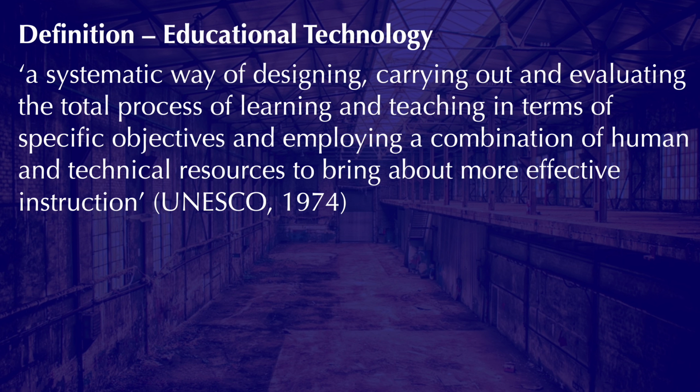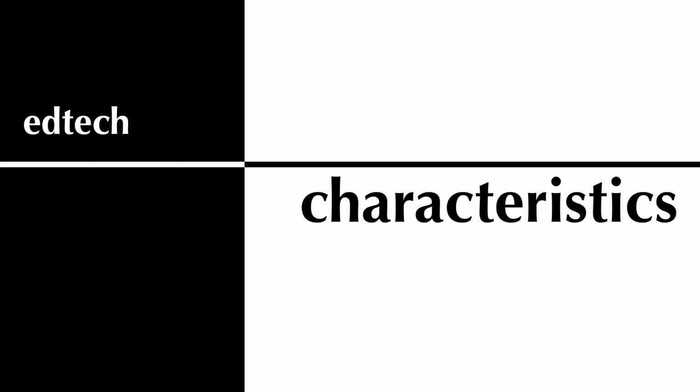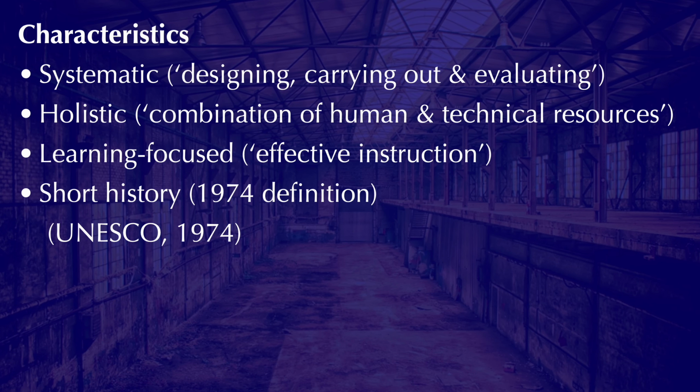Let me say that in more of a human way by going over some of the major characteristics from the UNESCO definition. I pull from that it's systematic. It includes designing, carrying out, and evaluating. It's not just like, hey, look, that's a laptop. Let's see what it does. It's designing an educational initiative involving technology, executing it, having it be worked on by students, and then evaluating it.